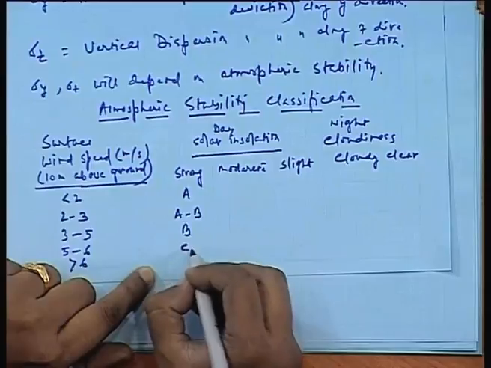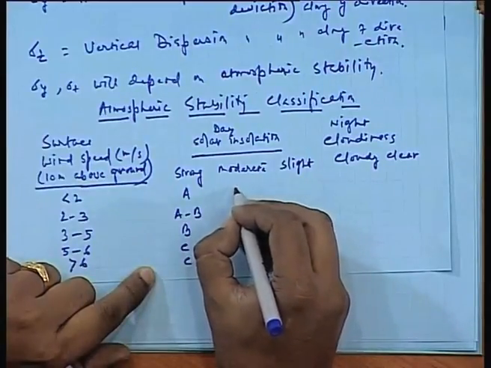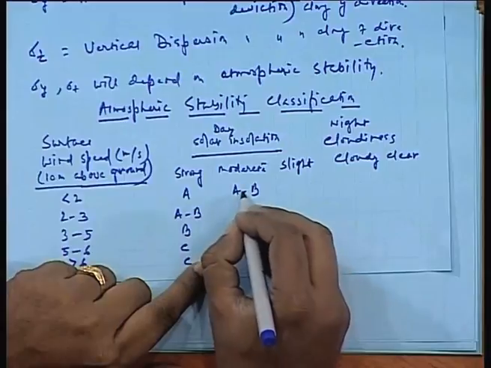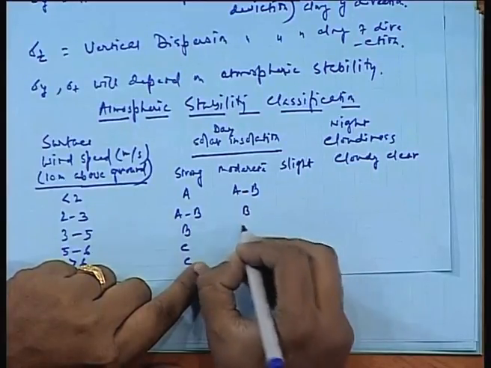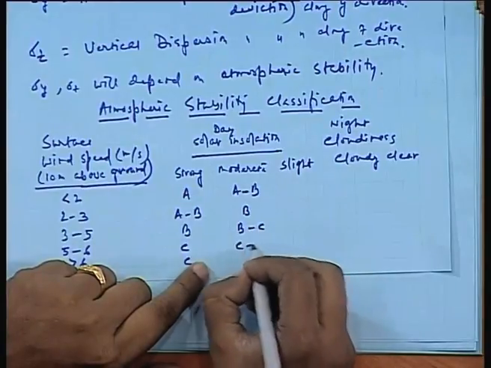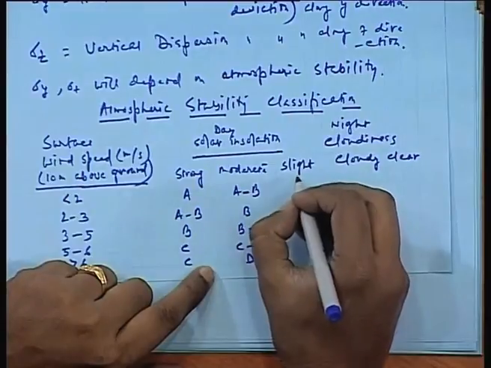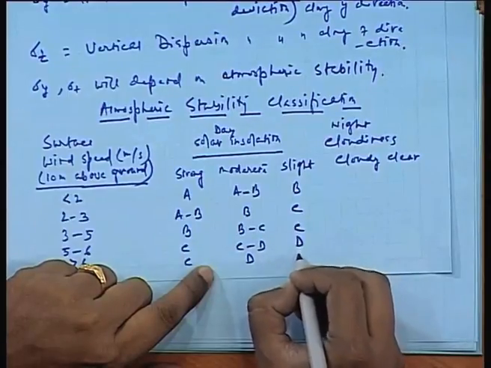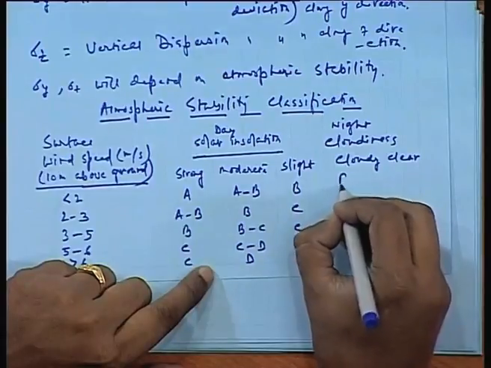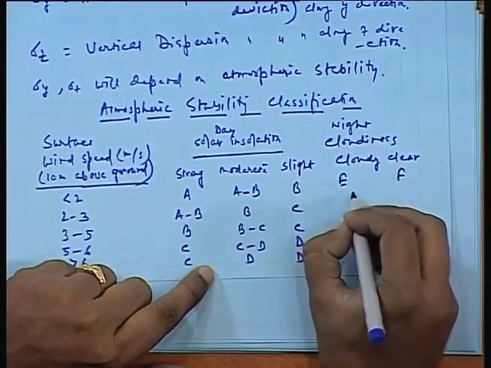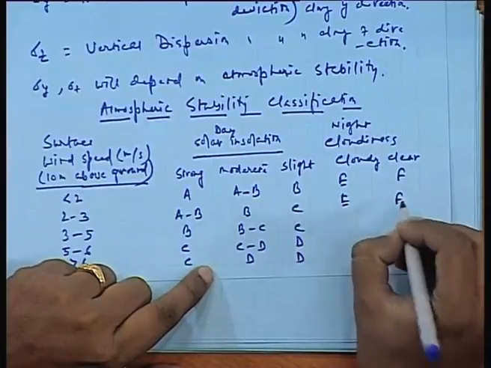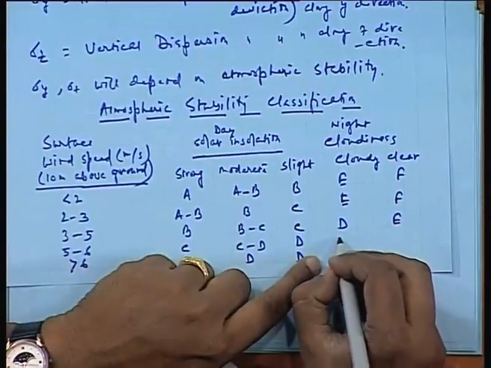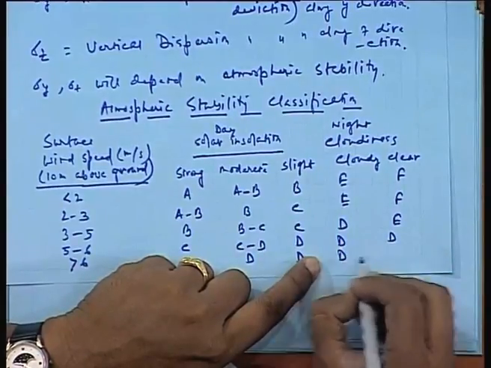So this one is C, this one is C, this is A to B, sorry, not A minus B, A to B, B, B to C, this is C to D and D, and this one is B, B, C, C, D, D, then this one is E, F, E, F, D, E, D, D, D, D.